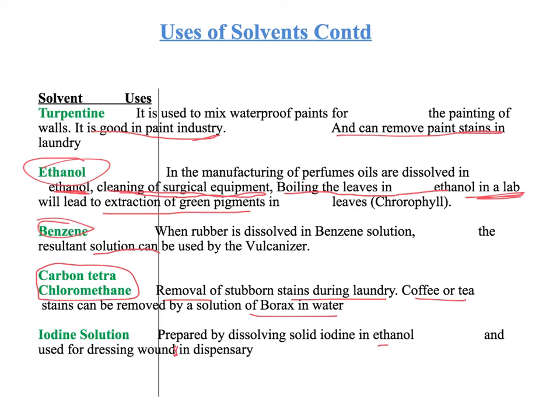The most important thing about these is to know which produces which. Rubber can be dissolved in benzene. Solid iodine can be dissolved in ethanol. Coffee stains can be removed by a solution of borax and water. For chlorophyll, you talk about ethanol. And turpentine is used to remove paint stains. So that's it for now. Go over to the last section.